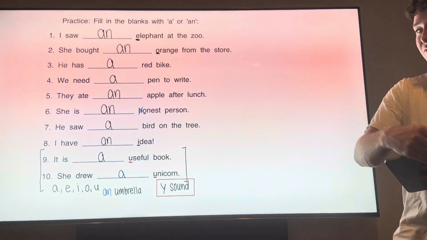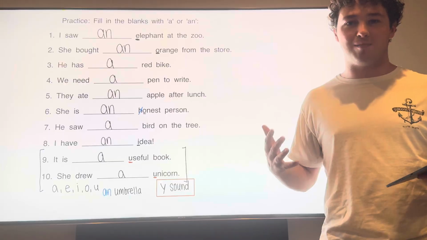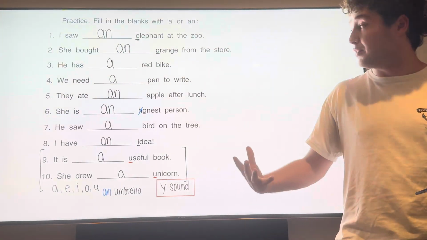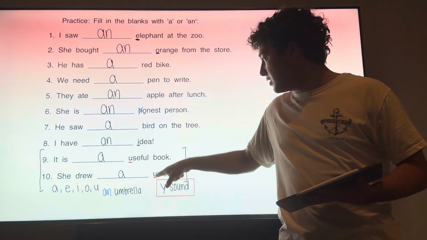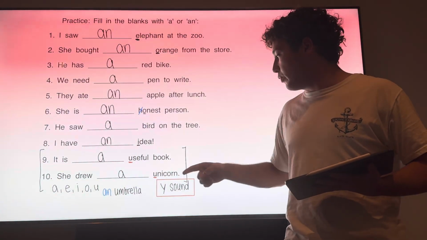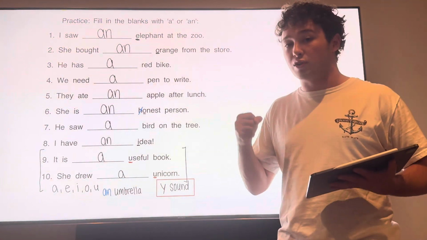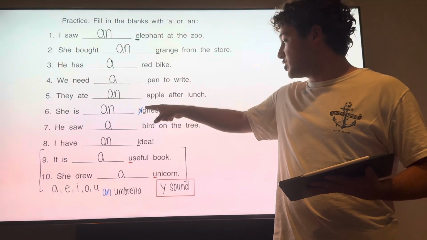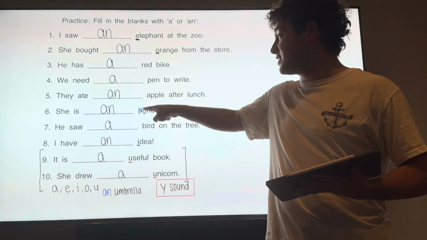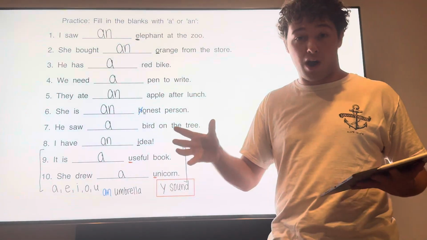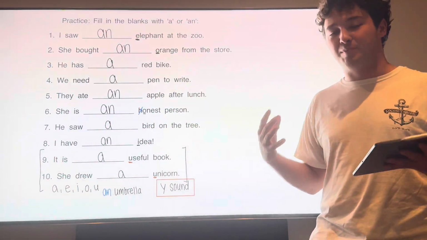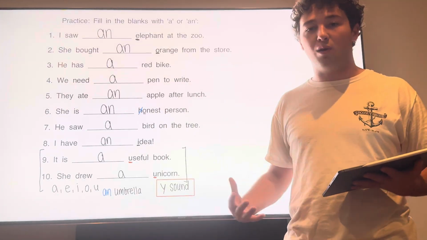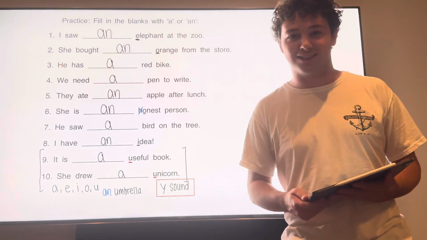So I know these aren't as simple as they may come across because it's not about the first letter itself, it's the sound. Now, these may be a U, but we say a because it's the Y sound. Unicorn. Y. This may be an H, but we say an because the silent H is an O. Honest. So it does take a bit of practice, but just looking at these words, sounding them out, I think is the best way to go about learning this.